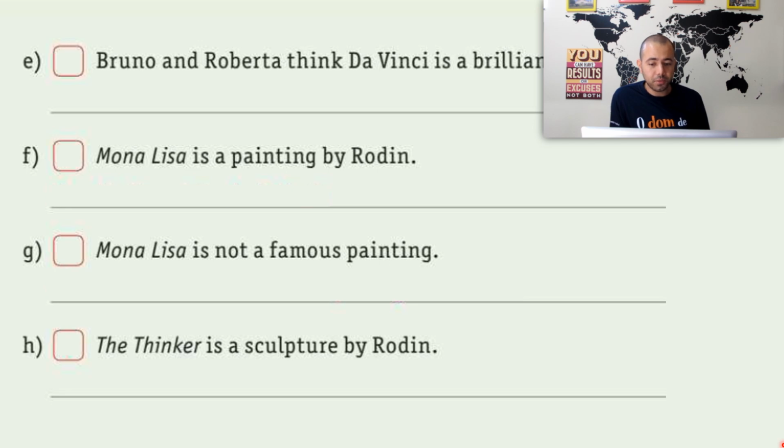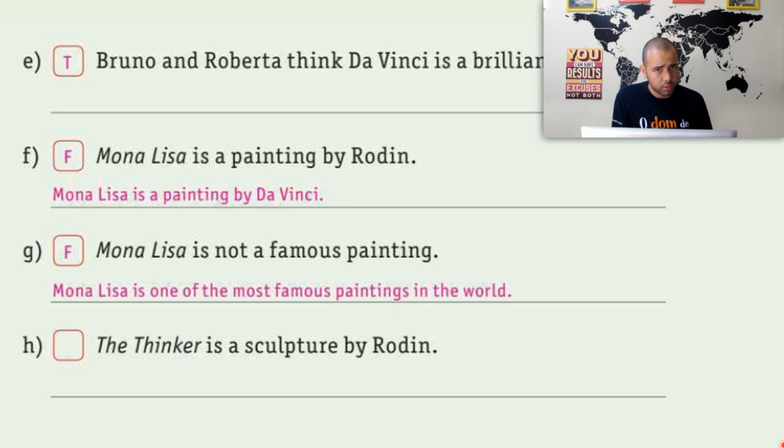So, now we continue. Now I'm going to have letters E, F, G, and H. Bruno and Roberta think Da Vinci is a brilliant painter. True or false? It's true. It's totally true. So they have the same opinion about Da Vinci. Mona Lisa is a painting by Rodin. No, it's not. It's false. Mona Lisa is a painting by Da Vinci. Mona Lisa is not a famous painting. Come on. Mona Lisa is one of the most famous paintings in the world.